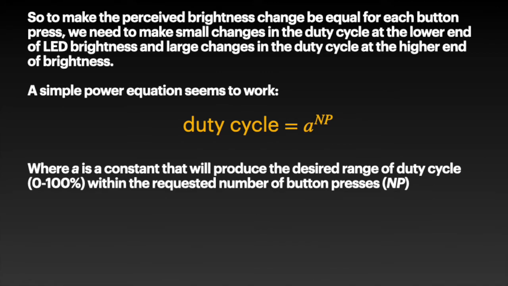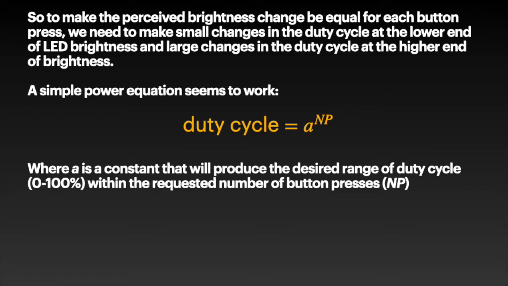So what we want to do is make sure each time we press the button that we get an equal amount of brightness change. So we want to make small changes when the duty cycle is low and larger changes when the duty cycle is high. So this power equation seems to work, where duty cycle equals a constant A raised to the power of the number of presses.